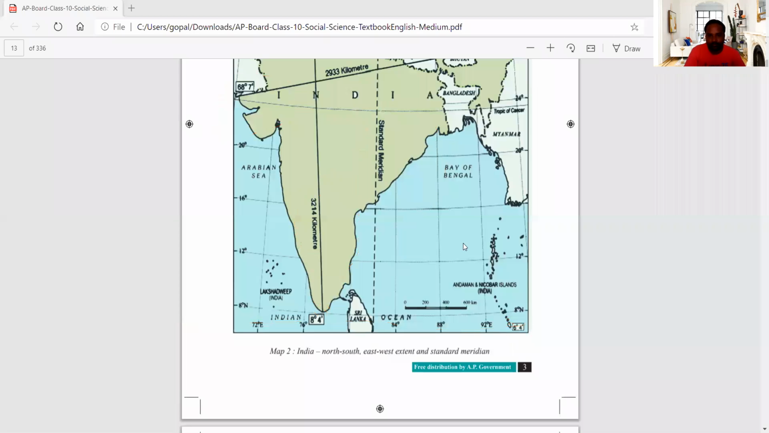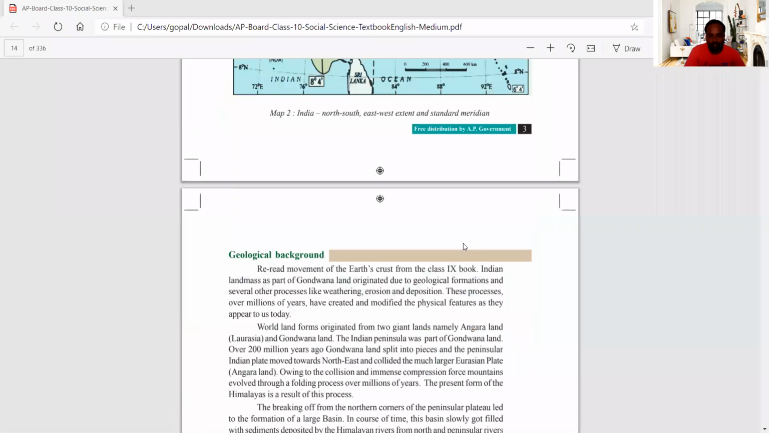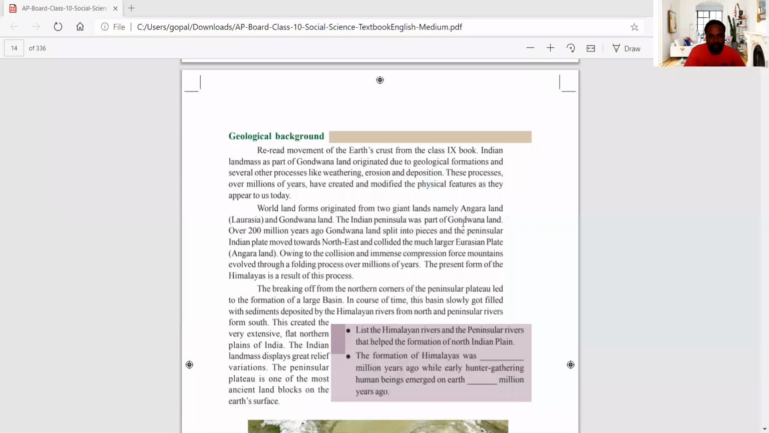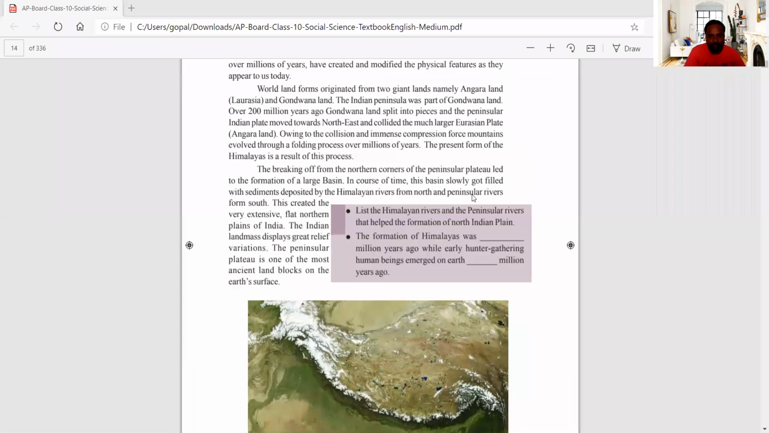And next we go forward. So we'll just move forward. Geographical background of India. Okay, so here we'll see the geographical background of India.